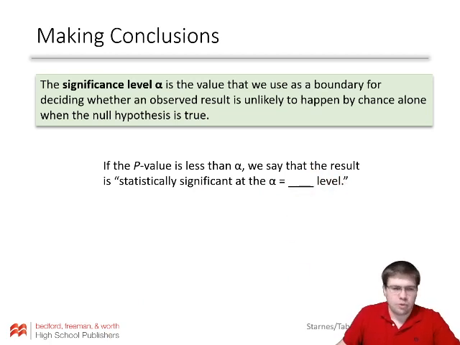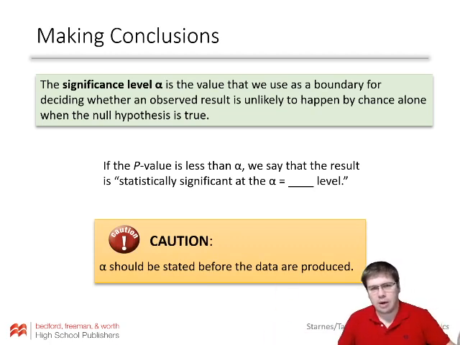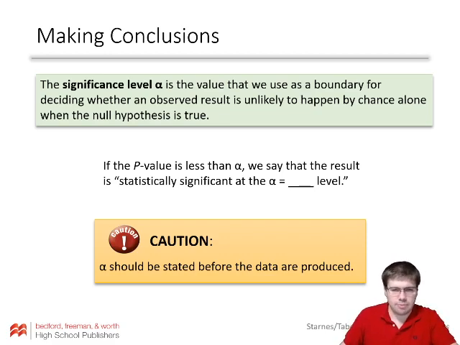And likewise, this should be stated before the data are produced so that we don't decide afterward, like, oh yeah, let's go with an alpha of 5% or 10% once we see our data. It should be decided in advance, how convinced you want to be, and there are some other things we'll look at eventually that will guide that decision.